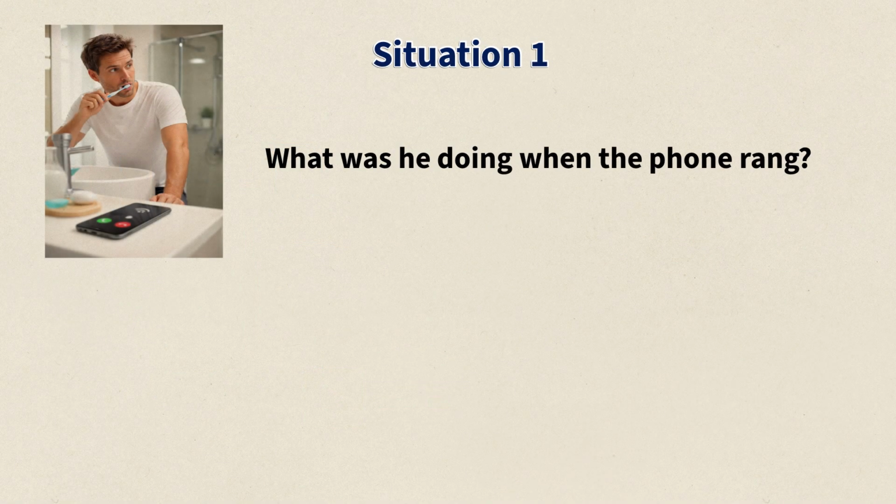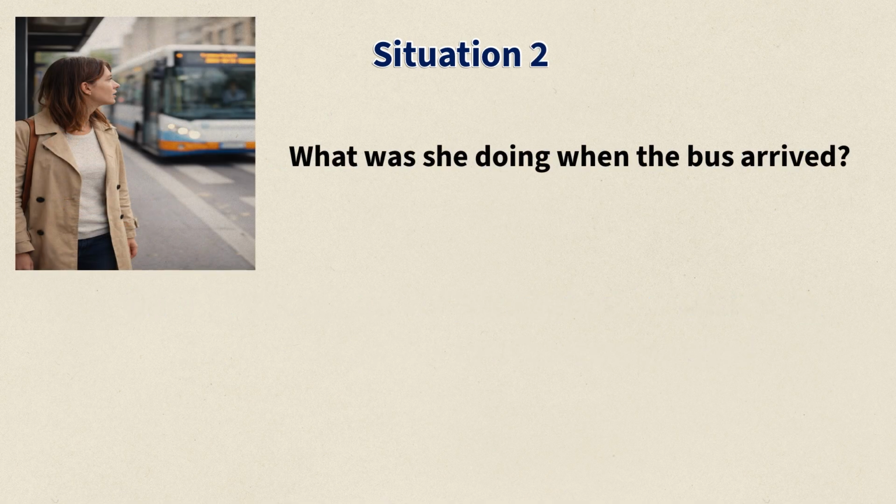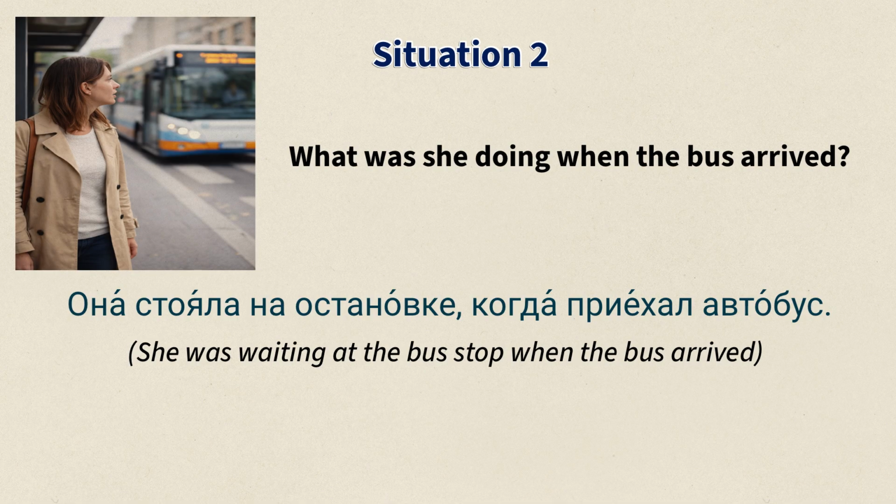What happened when the phone rang? And the answer is он чистил зубы, когда зазвонил телефон. Чистил is an imperfective verb and зазвонил is perfective. Next situation. What happened when the bus arrived? Она стояла на остановке, когда приехал автобус. Стояла is imperfective and it's an ongoing action. Приехал is perfective and it is a completed action.